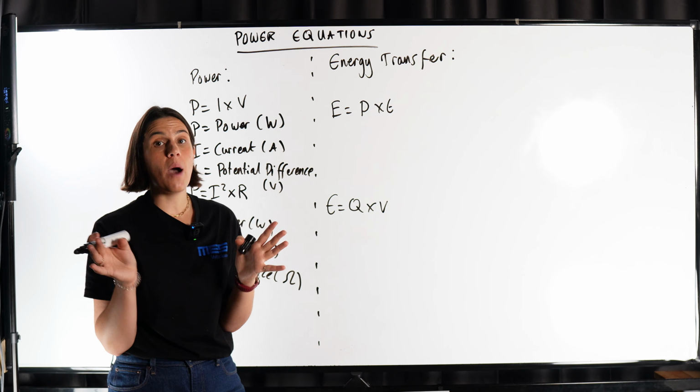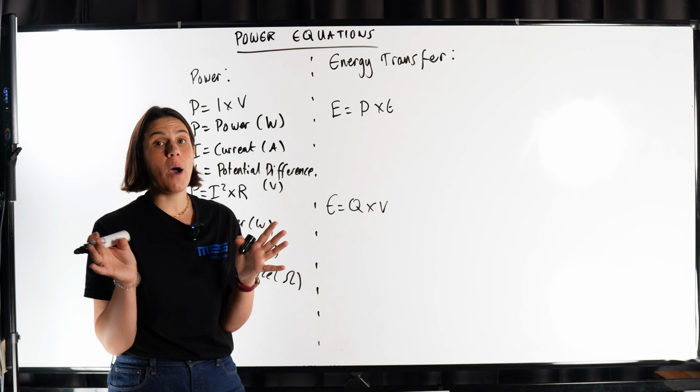So here the E stands for energy transferred, and that's in joules. P again stands for power, which we measure in watts, and T is the time taken, which we measure in seconds.